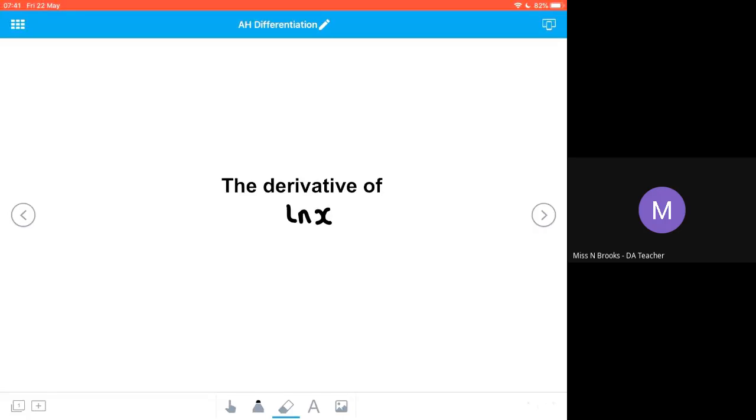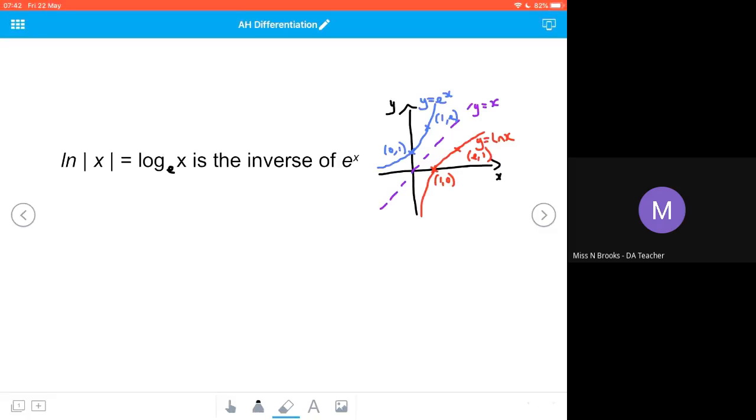Now we've looked at the natural exponential function and how to differentiate it. Now we're going to look at the derivative of the natural logarithmic function, and that's ln x. Now ln of x can be written as log to the base e of x, and it is the inverse function of our natural exponential function e to the x.